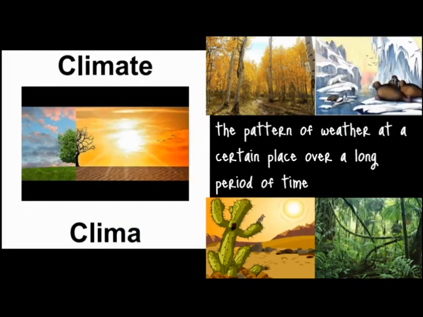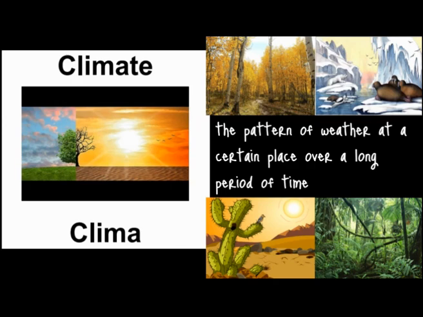For example, let's say it's raining out today. Rain would be the weather for that day or for that hour, but it could change. It's not going to be raining all the time.